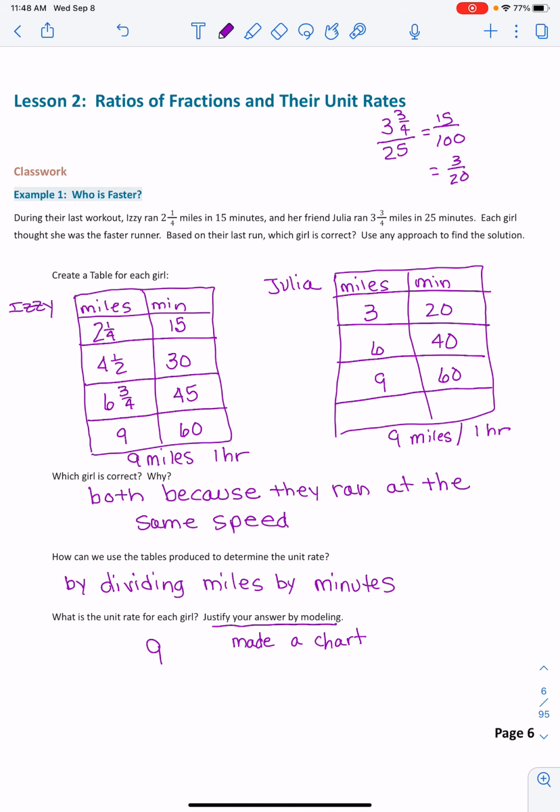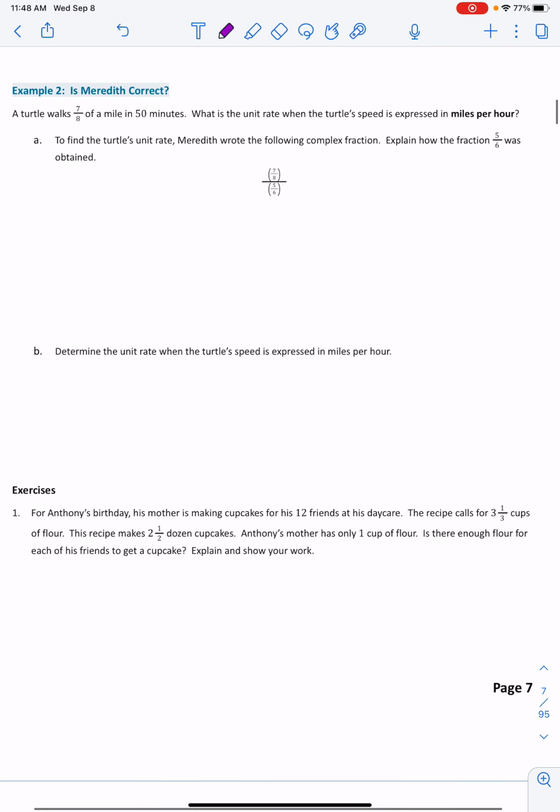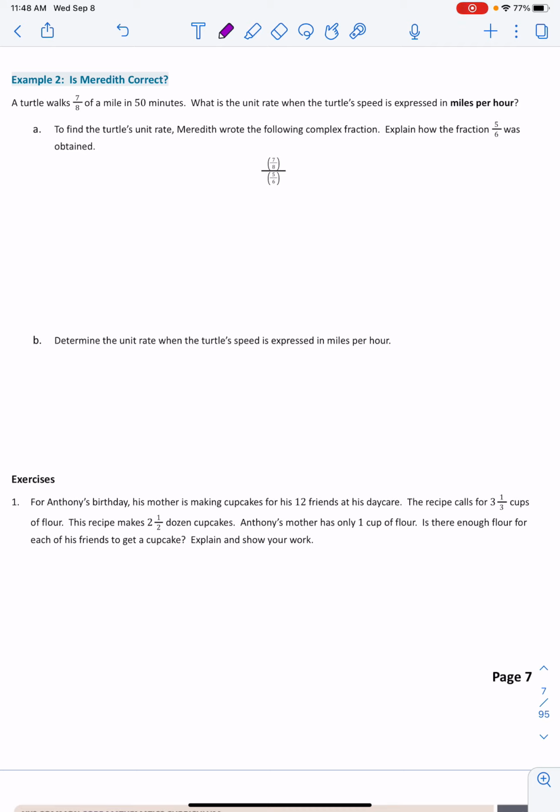Okay, so next, it says a turtle walks 7/8 of a mile in 50 minutes. What is the unit rate when a turtle's speed is expressed in miles per hour? Well, it says to find the turtle's unit rate, Meredith wrote the following complex fraction. Explain how the fraction 5/6 was obtained.